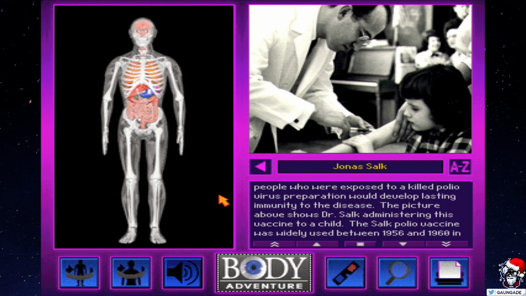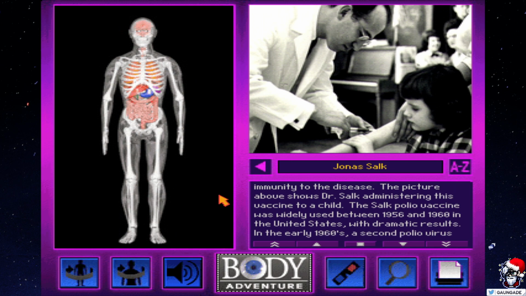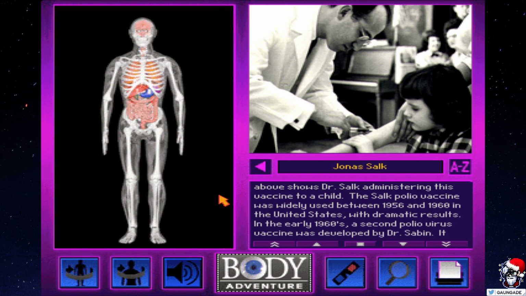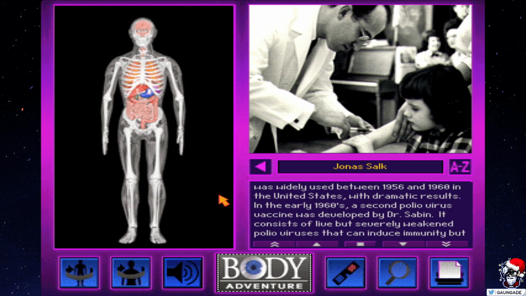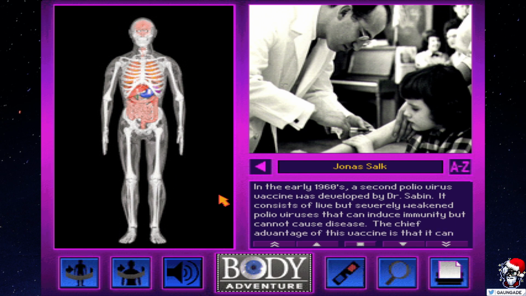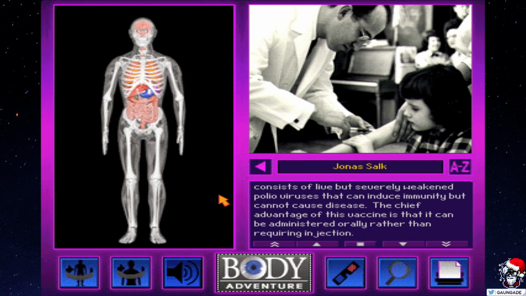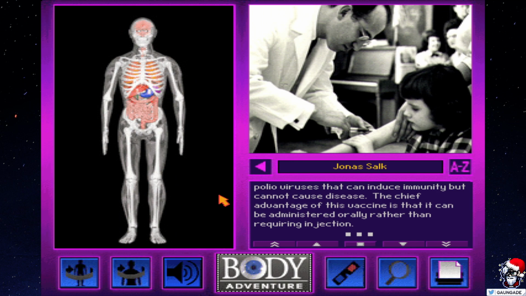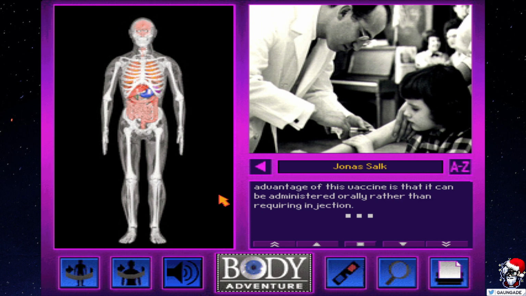The picture above shows Dr. Salk administering this vaccine to a child. The Salk polio vaccine was widely used between 1956 and 1960 in the United States, with dramatic results. In the early 1960s, a second polio virus vaccine was developed by Dr. Sabin. It consists of live but severely weakened polio viruses that can induce immunity but cannot cause disease. The chief advantage of this vaccine is that it can be administered orally rather than requiring injection.